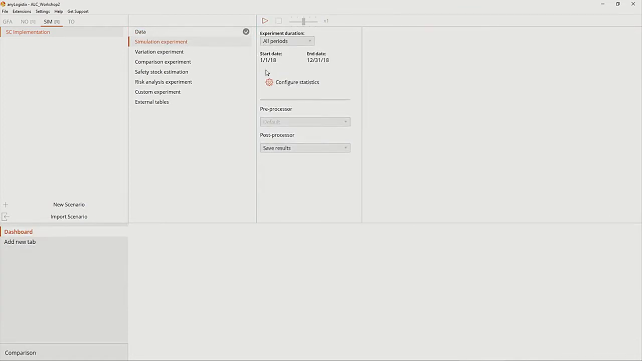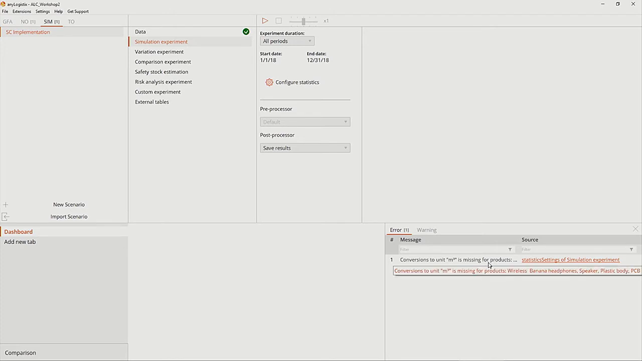I will go to simulation experiment. By the way, one of the new features is validation. If you missed something in your scenario or experiment settings that doesn't allow you to run an experiment, the validation part will check all the data, all the parameters, and will give you a suggestion what's wrong.